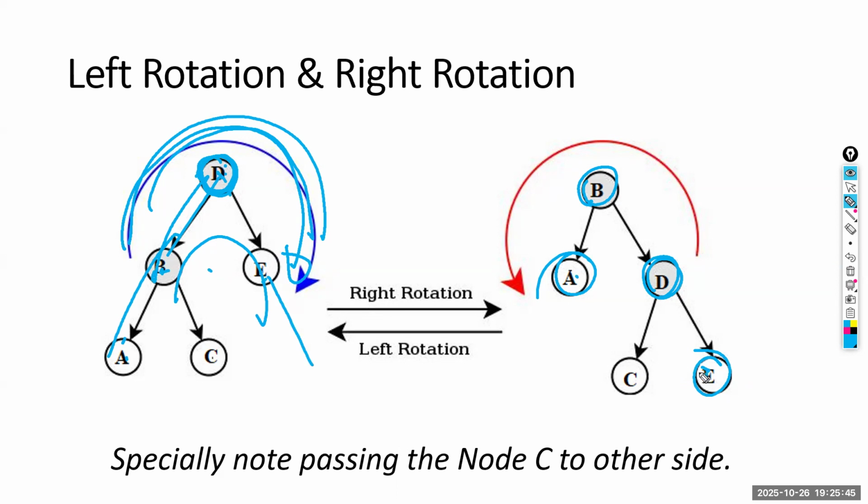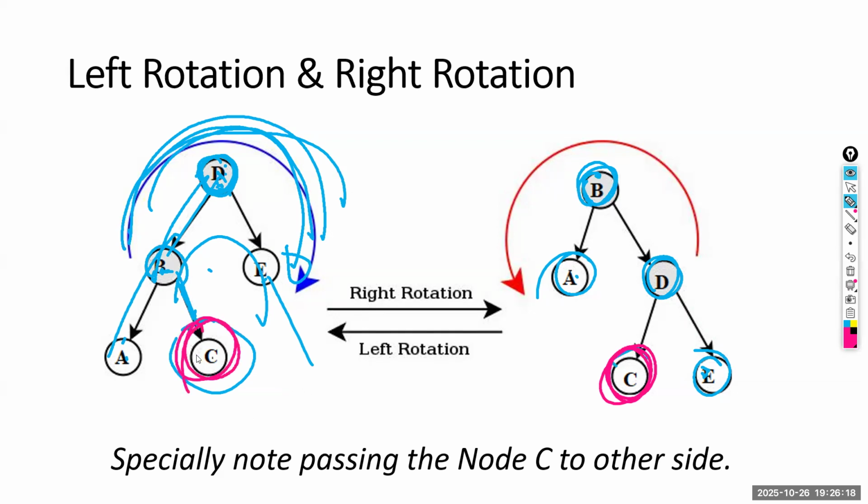But there's a small thing here. What happened to the C? Earlier, C was the right child of the B. But now B is here. So when you do a right rotation, make sure this node's right child becomes this node's left child. So therefore, B's right child is now D's left child. This is the thing you need to remember and understand.